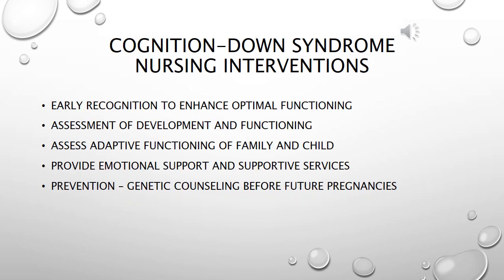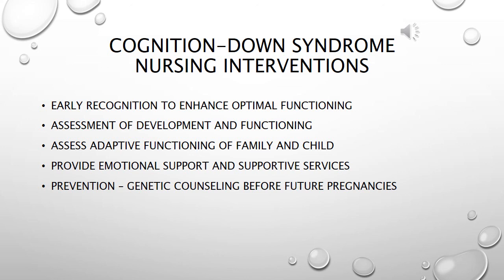For the Down syndrome child, some of the nursing interventions are early recognition to enhance optimal functioning, meaning getting them the speech therapy needed if they are not progressing the way they should, having a trained professional work with them so that they can start saying 2 to 3 words at 2 years of age. Assessment of development and functioning: if they're not able to walk, getting them the physical therapy that they need to help them begin to walk.